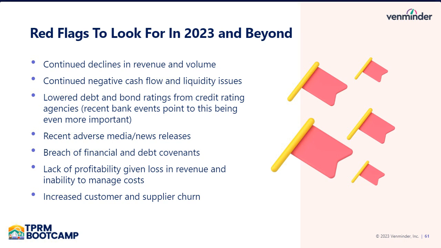Also focus on things like increased supplier and customer churn and concentration, as we've discussed. These are not all-encompassing, but should give you enough of a picture and enough red flags to use in your vendor financial health reviews.